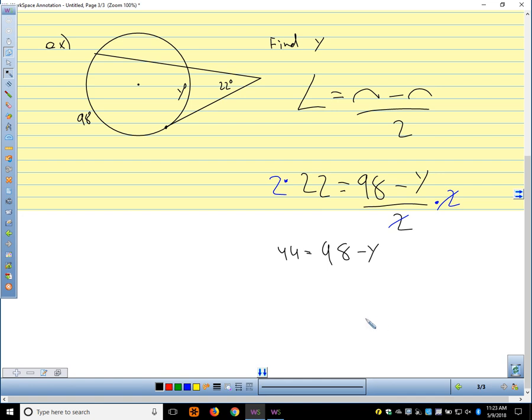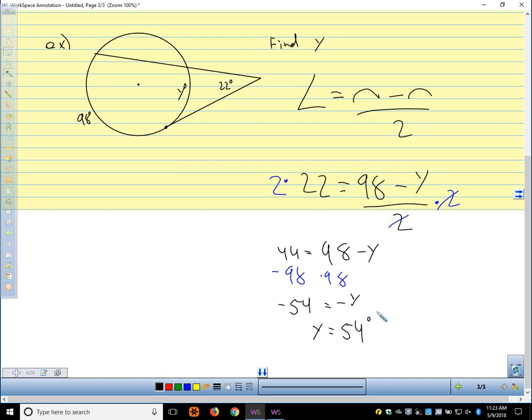Now I could do a couple of different things here, a couple of different steps. I'm just going to subtract 98 from both sides. So 44 minus 98, need to be a little careful, is negative 54 equals negative y. Well, I can multiply by negative 1 or divide by negative 1, and we get y equals 54 degrees. All right, questions there?